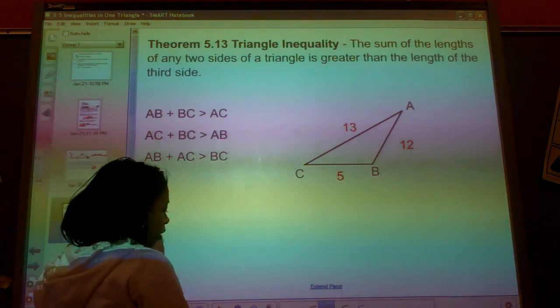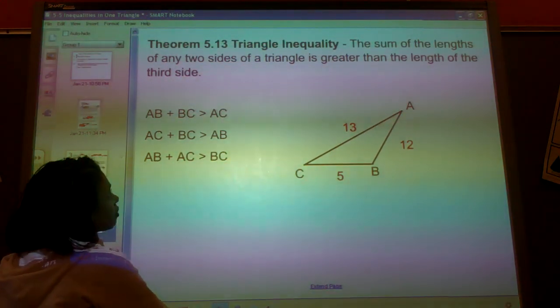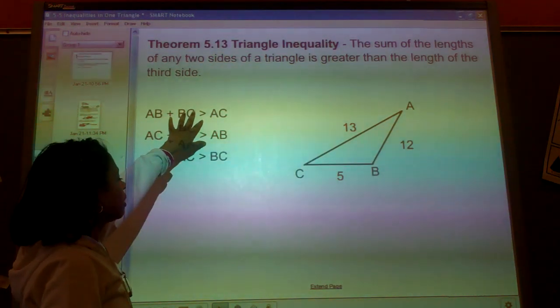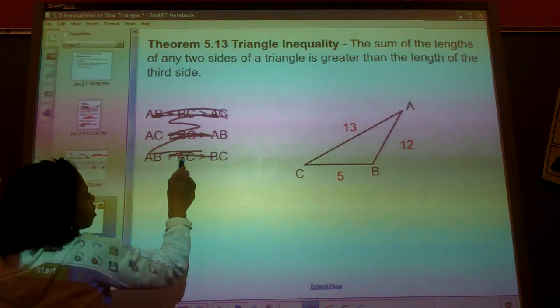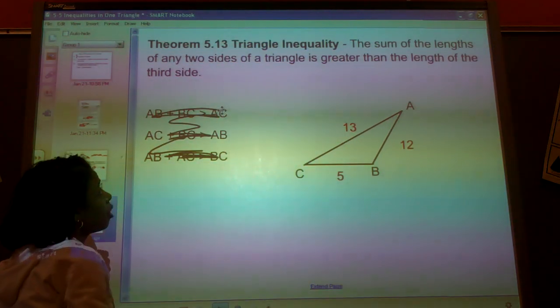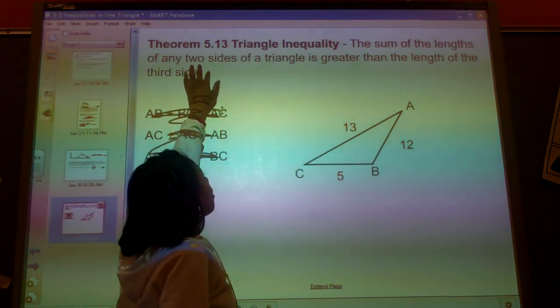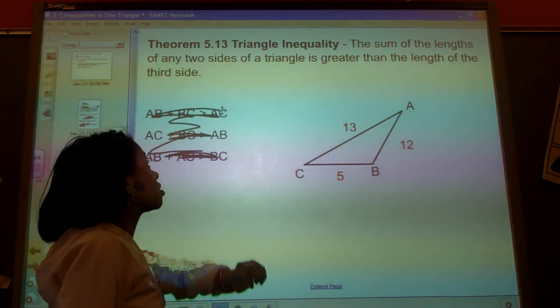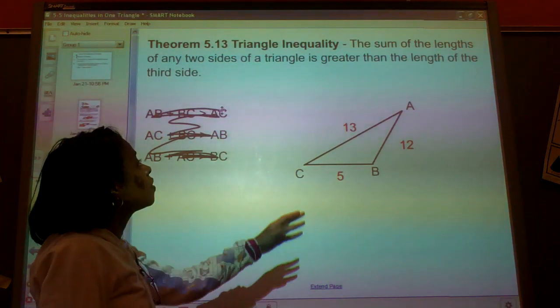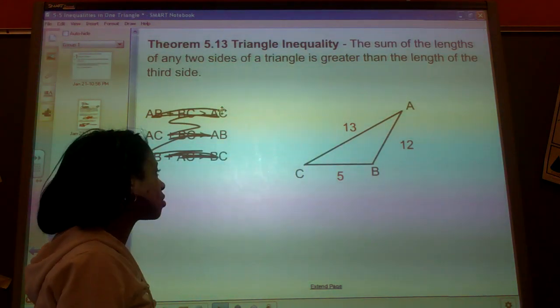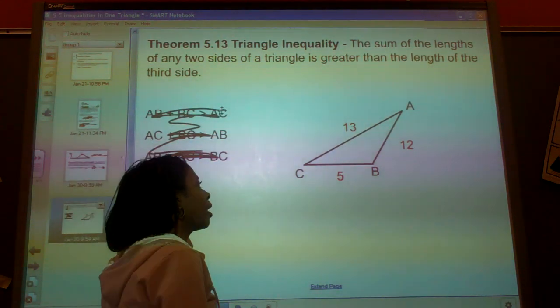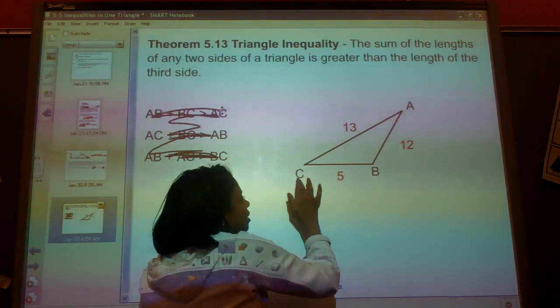And then let's look at theorem 5.13. There's a lot of writing right here. I'm going to draw little lines right here, and I'll uncover it in just a moment. But let's look at the theorem. Theorem 5.13 is the triangle inequality. The sum of the lengths of any two sides of a triangle is greater than the length of the third side. What does that mean? Simply, I have triangle ABC here.